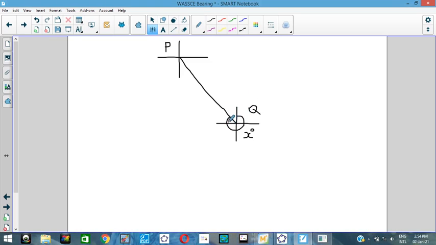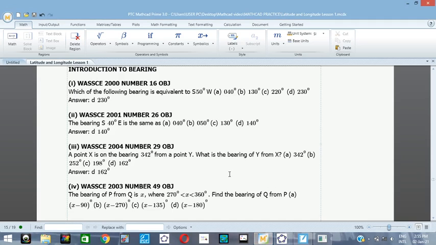Now what do we do? Remember what we did in the previous examples. The horizontal line is parallel to this, and the north-south line is parallel to this. So take note of alternate angles. In bearing, we don't joke with alternate angles; they are always equal. But let me go back to the question so that we know what to do next. They said find the bearing of Q from P. If you look at all the options, you see X is in the options, so we need to choose the right answer.